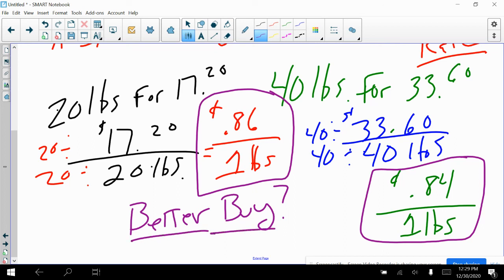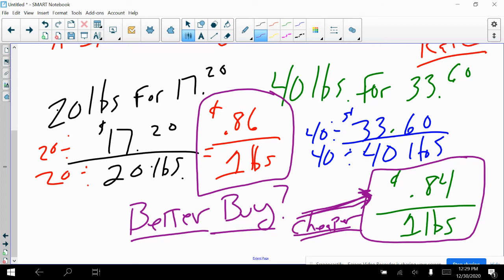So, to my point here, which one is the better buy? In our world, when you answer questions on quizzes and tests, it's always going to be the cheaper one. The cheaper price is the better buy. That's not always the case out in the real world with family dynamics and everything like that.